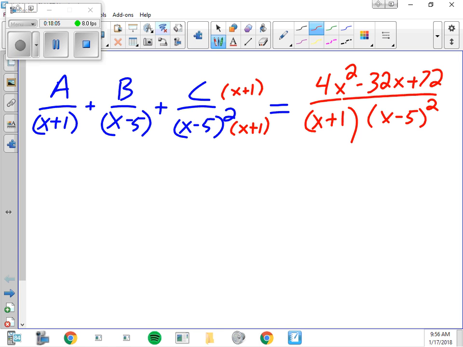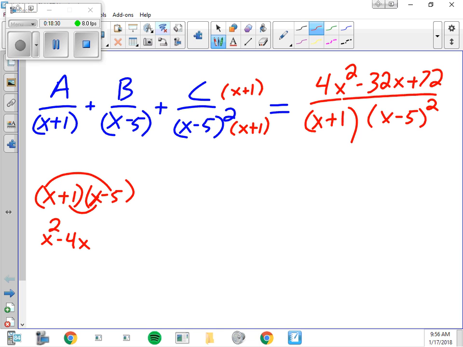It needs an x plus 1 and an x minus 5. What do x plus 1 and x minus 5 create when we put them together? X squared minus 4x minus 5. Right? Minus 5. Good thing Brance is here. Does everybody understand that? So I put that in the numerator. So b needs an x squared minus 4x minus 5.